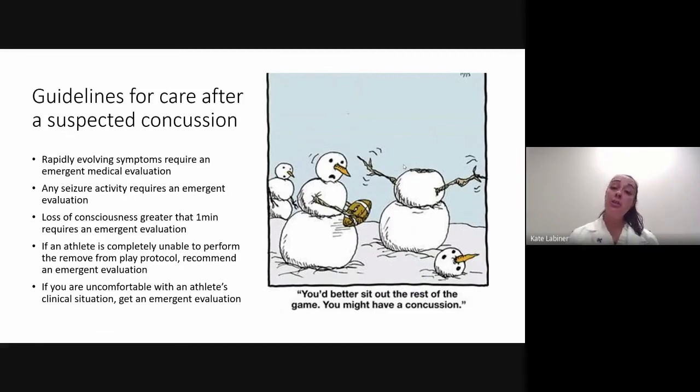So those are questions that they'll ask on the sidelines, and if athletes are reporting a high symptom burden or unable to answer the questions, that becomes very concerning. We always say if you are uncomfortable with how someone looks after a head injury, it becomes very important to have them evaluated.